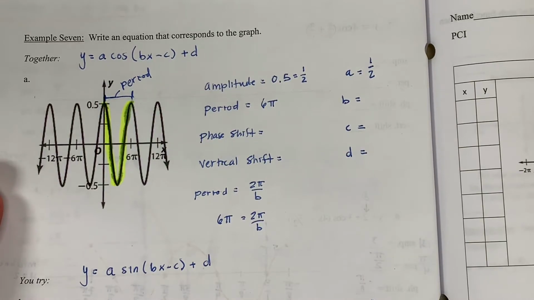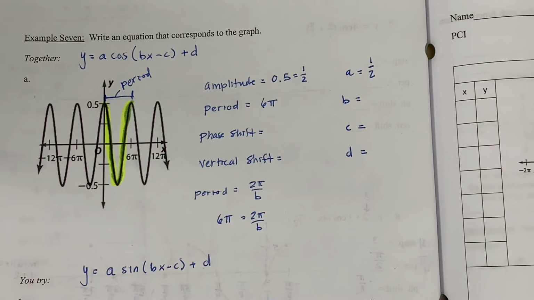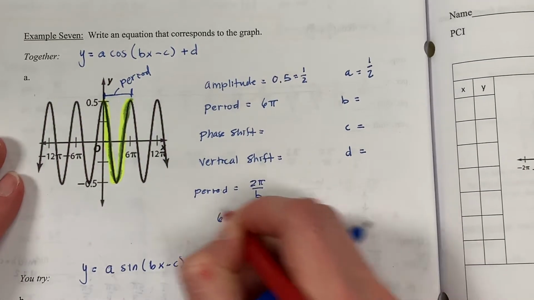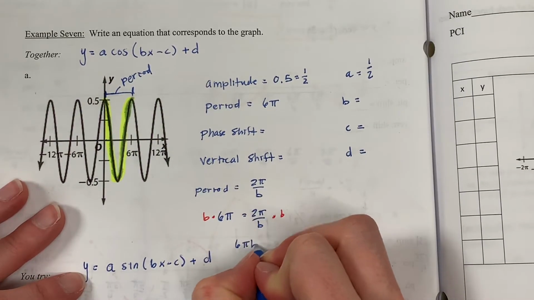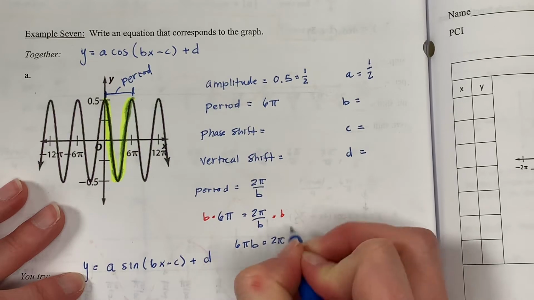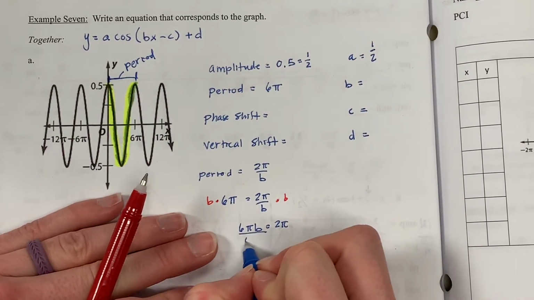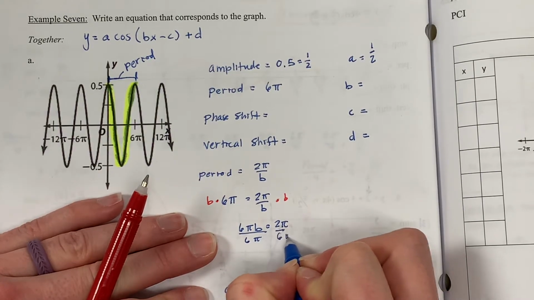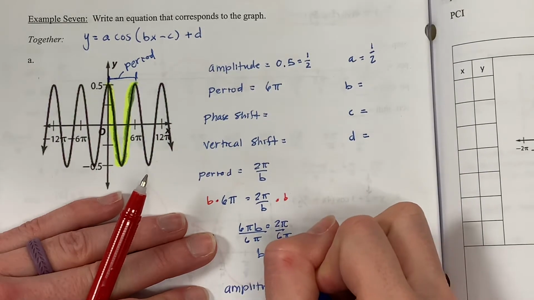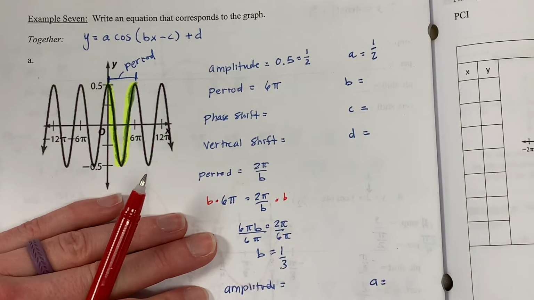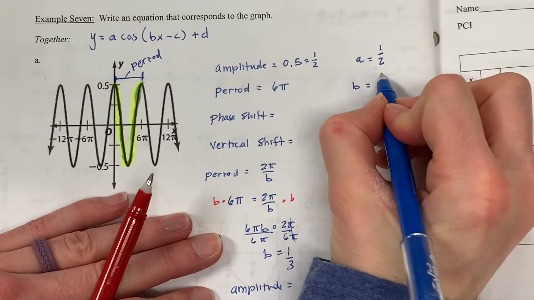The opposite of dividing by b would be to multiply both sides of the equation by b. So b times 6 pi is 6 pi b, which is equal to 2 pi. And to solve for b, I divide both sides by 6 pi. If I reduce, 2/6 reduces to 1/3. Pi divided by pi is 1, so I can cross those out. So my b value is 1/3.